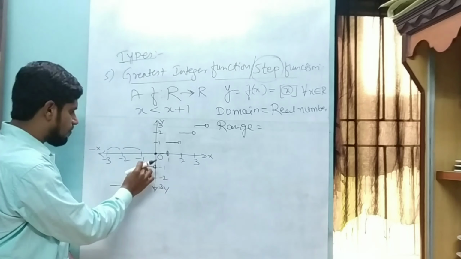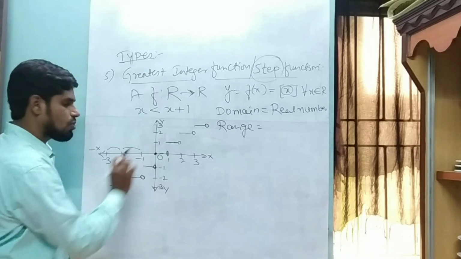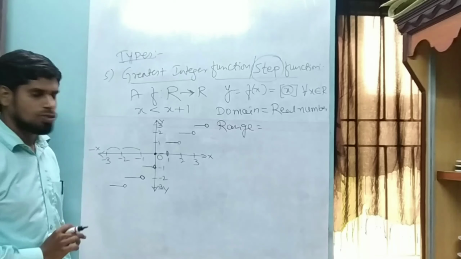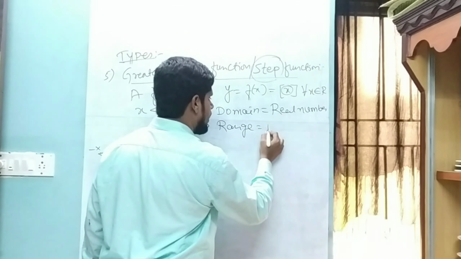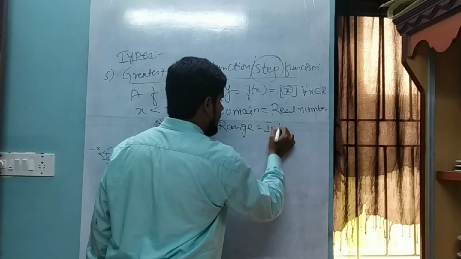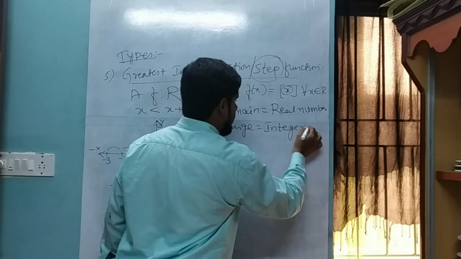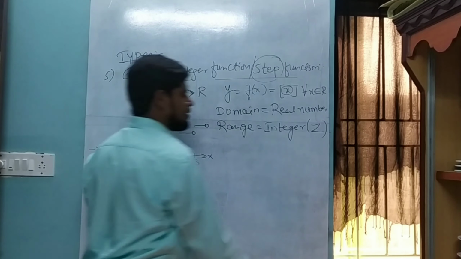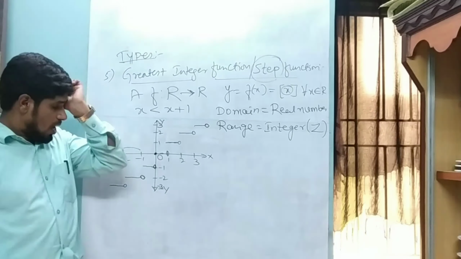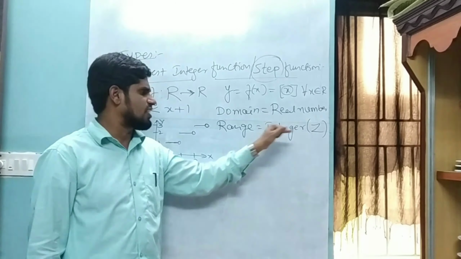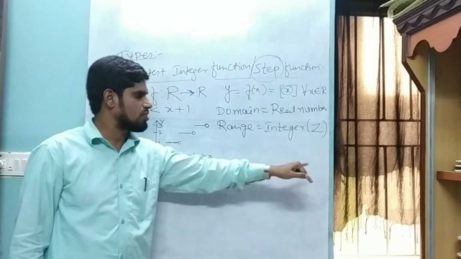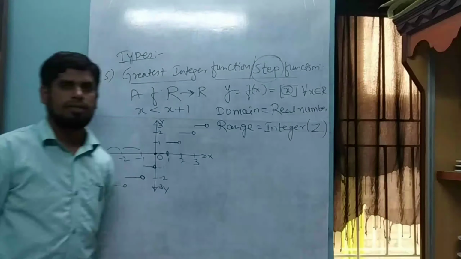Positive values are there. Of course, there are negative values, and 0 is also there. So what is the range? What are my outputs? My outputs are integers. Capital Z. So in this case, our range is the integers. All integers: positive, negative, 0. Set of all integers, Z.